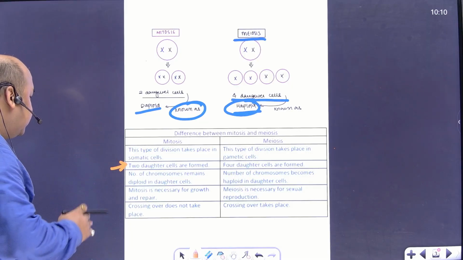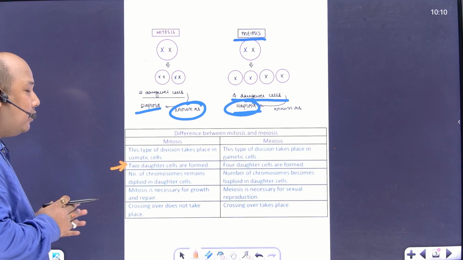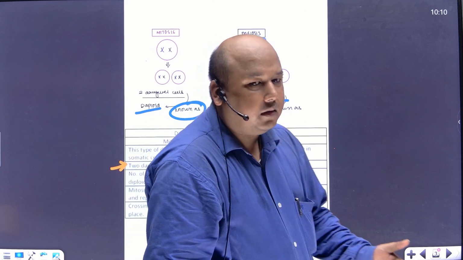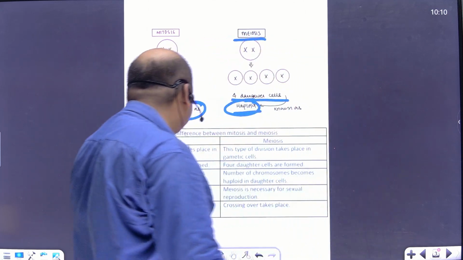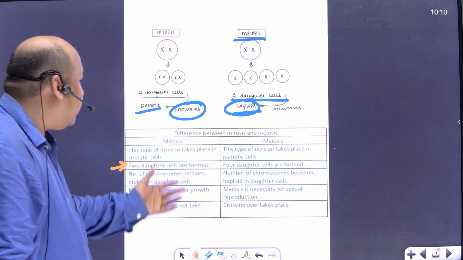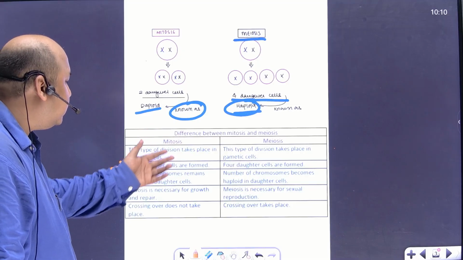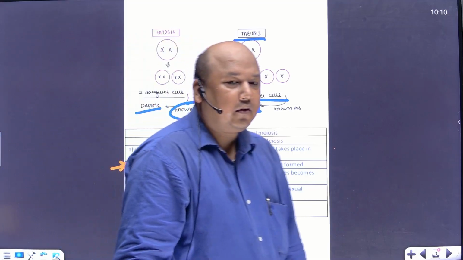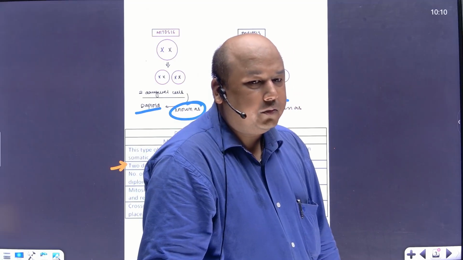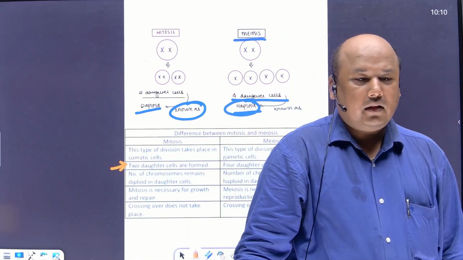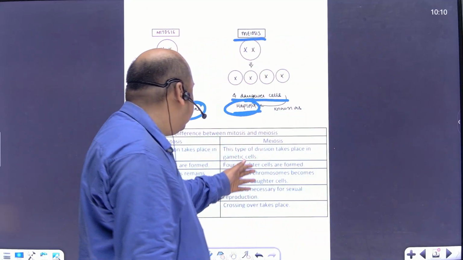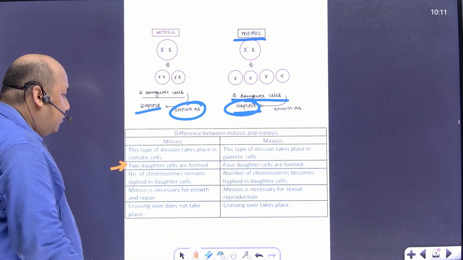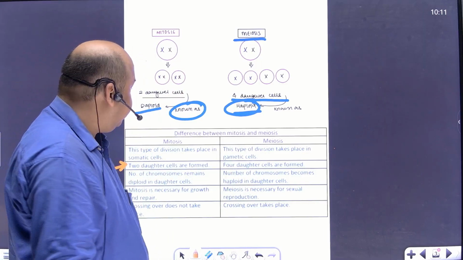Mitosis is necessary for growth and repair. When we talk about the growth and repair of the body or the cell, then we have mitosis. And when we talk about meiosis, it is necessary for sexual reproduction. For any human being or any other organism, if they need to reproduce, they need meiosis. Crossing over does not take place in mitosis. Crossing over takes place in meiosis.